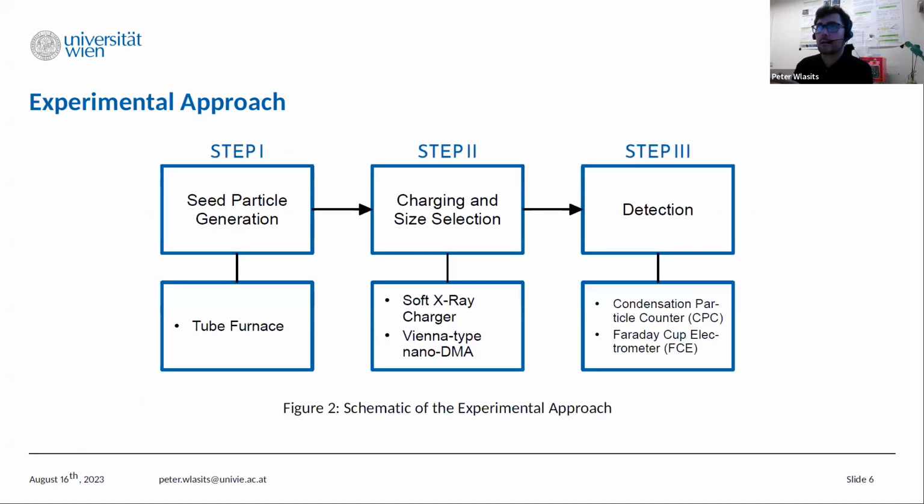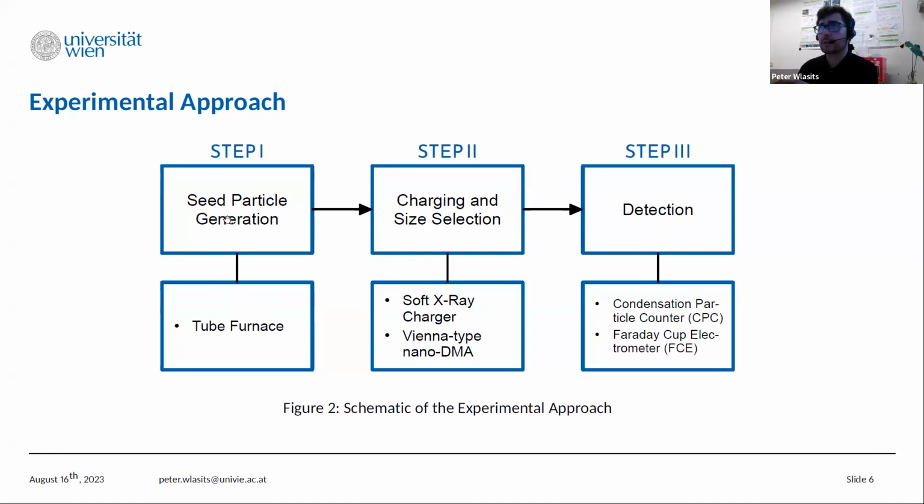And with that, I want to speak about the experimental approach. So we employed a very common three-step principle that you see outlined here in this graph. Step one consists of seed particle generation. The second step consists of the charging of these particles, so bringing a charge in a controlled way onto the particle such that it can be size selected. And the last step is then the detection of these produced particles.